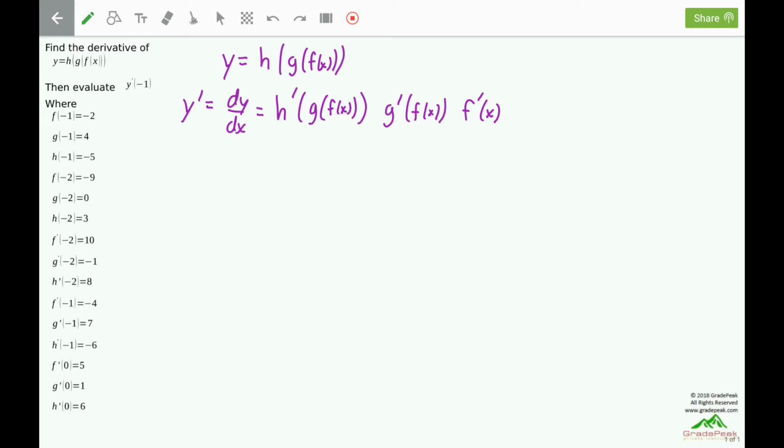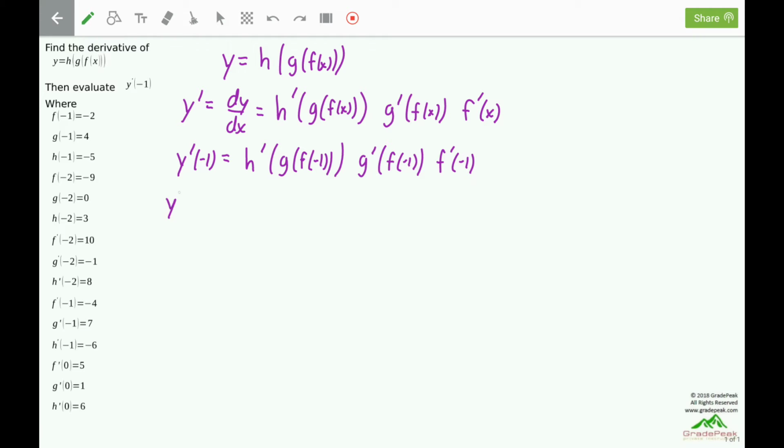That'll be called f prime of x. That's why we have a double chain rule there. There's our derivative y prime, or dy dx. The next thing to do is evaluate y prime of negative 1. And that means to plug in negative 1 into each of the x's here. So we will have h prime of g of f of negative 1 times g prime of f of negative 1 times f prime of negative 1.